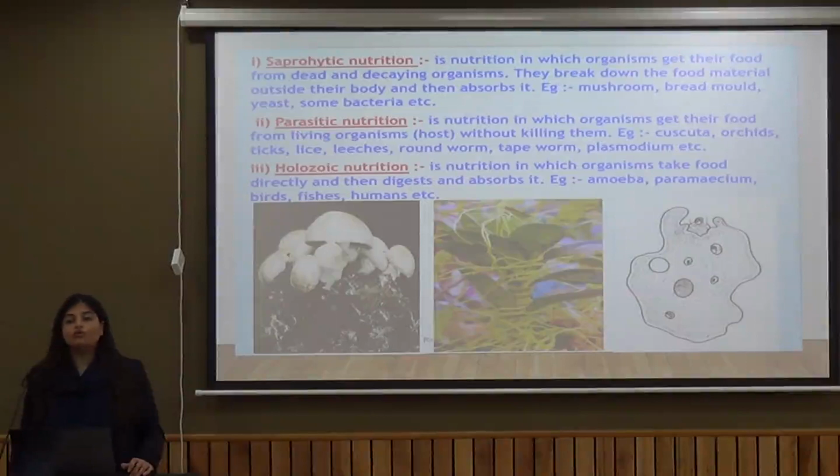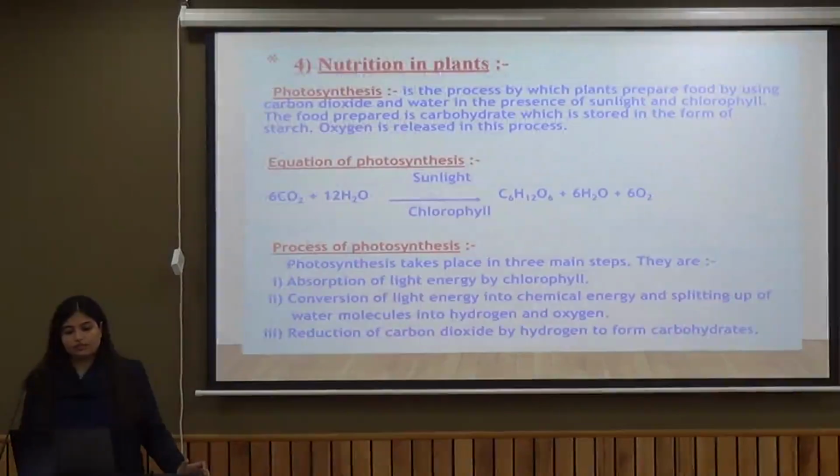Then you have holozoic nutrition. What is holozoic nutrition? Where the organism takes in food, it ingests it, then it digests the food, then it absorbs and utilizes the food. So various organisms, unicellular organisms like amoeba, paramecium, then birds, fishes, reptiles, amphibians, mammals, all these animals have holozoic nutrition in them.